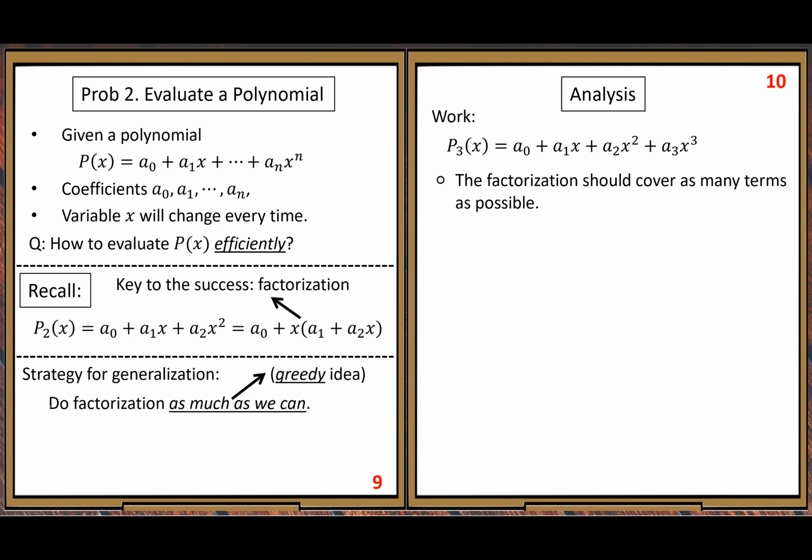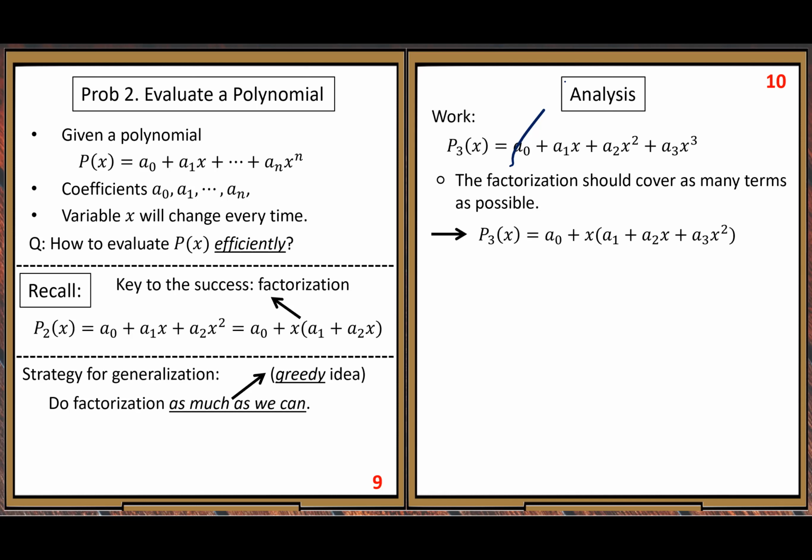Here, we cannot apply factorization on all the terms, because there is no common factor for all the terms. But if we ignore the first term, then the remaining 3 terms have a common factor, so we can apply factorization. That's the meaning: we apply factorization to cover as many terms as possible. That's the greedy definition here. Then our first factorization looks like this.